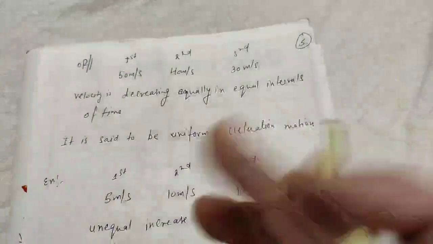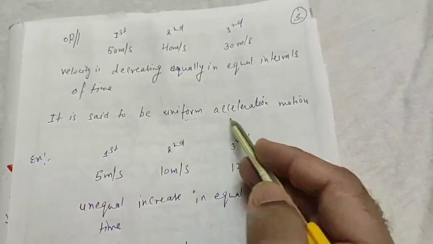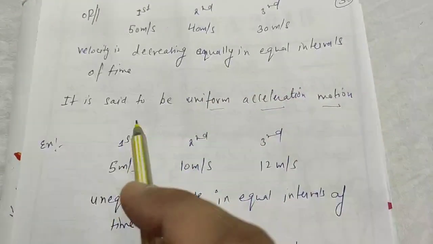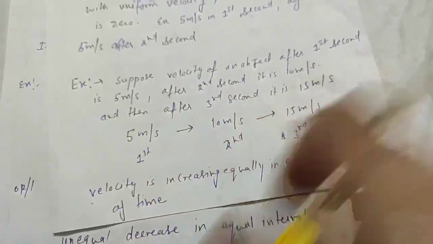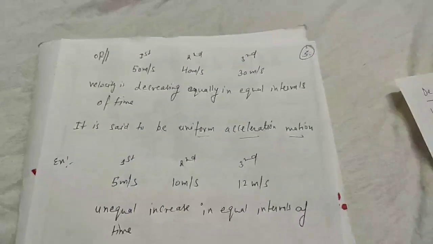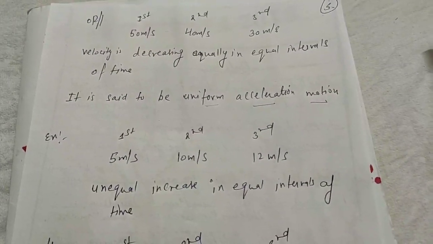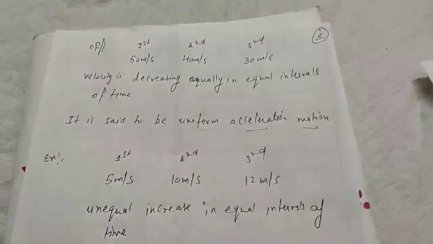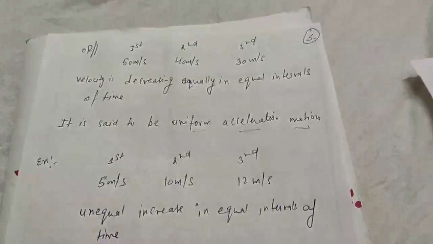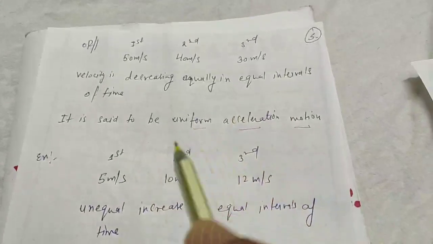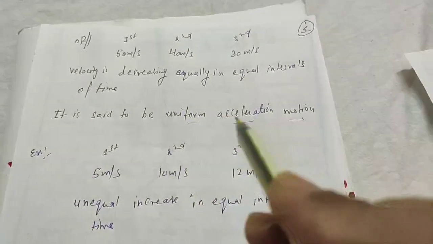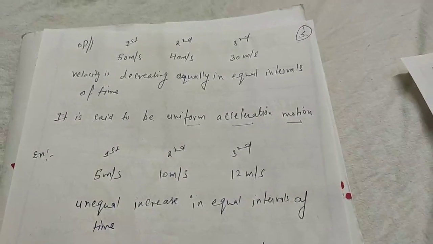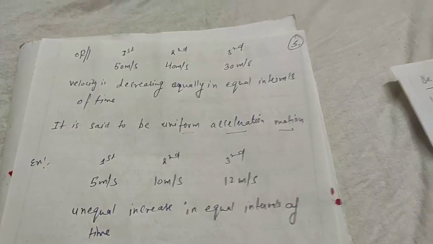Clear? So such types of motion are said to be uniform acceleration motion. That means this one and this one. Now listen carefully to the definition. When an object's velocity increases or decreases equally in equal intervals of time, then it is said to be uniform acceleration motion. Means the constant increase is taking place in equal intervals of time.